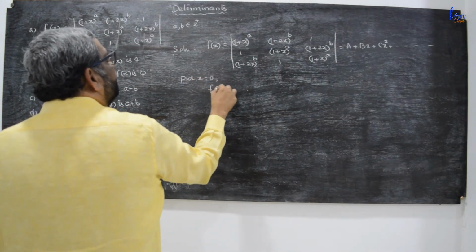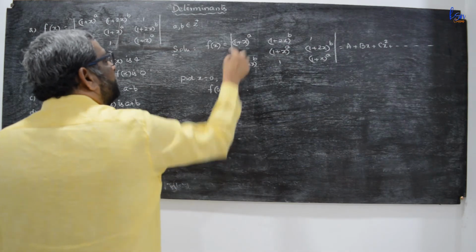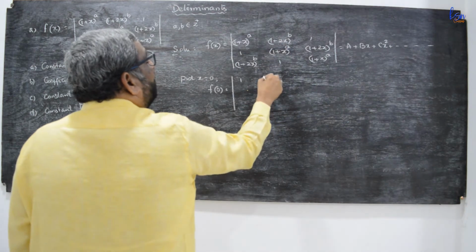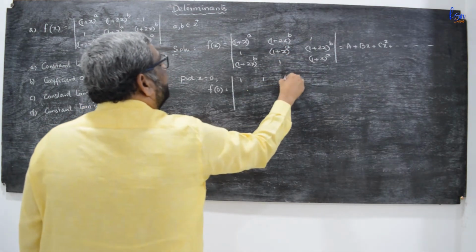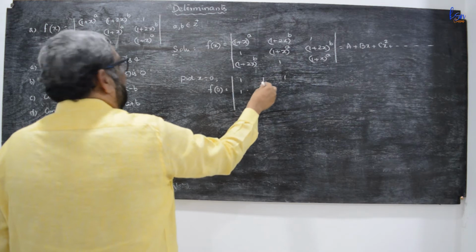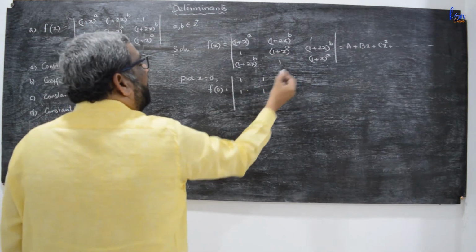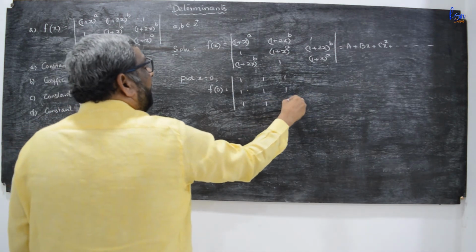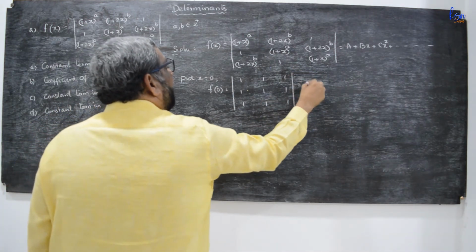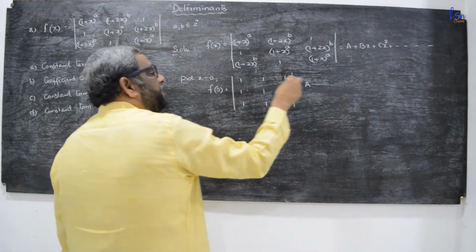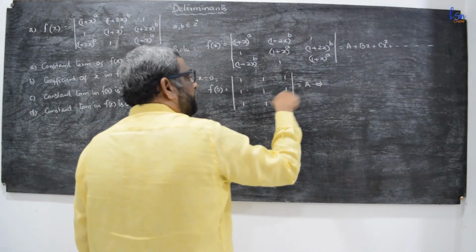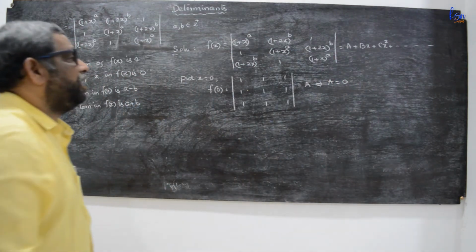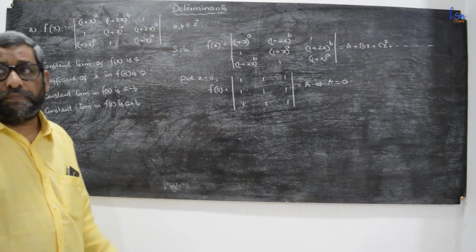That is f of 0 is equal to the determinant with entries 1 plus 0, 1 plus 0, and so on, all of which are 1, and this is equal to a. All the terms of this determinant being same, the value of the determinant is 0, therefore a is equal to 0. So the constant term is observed to be 0.